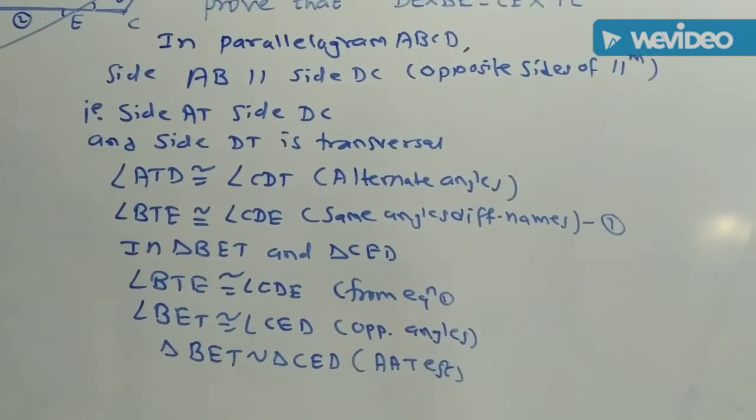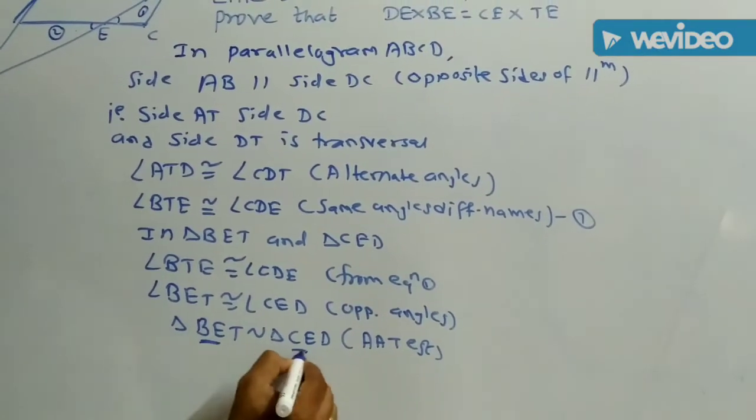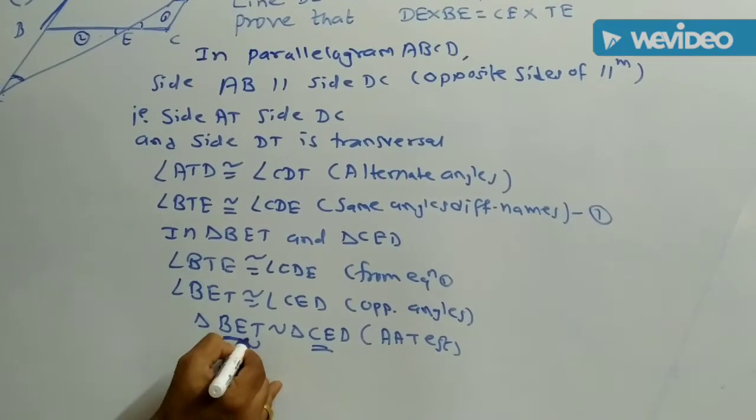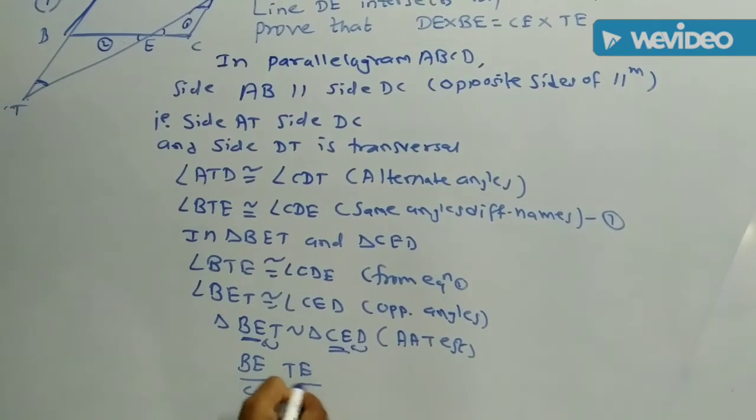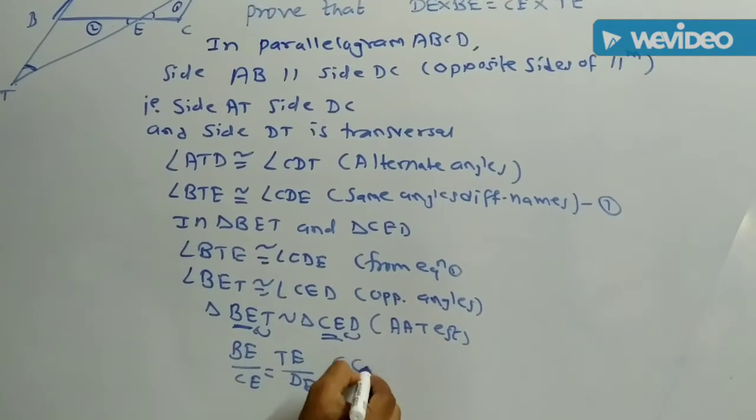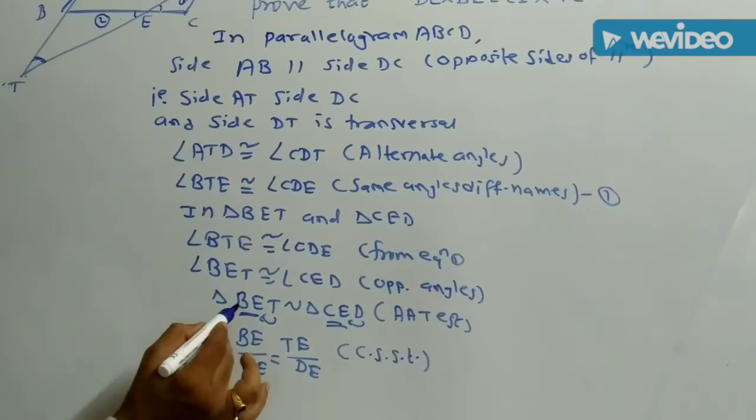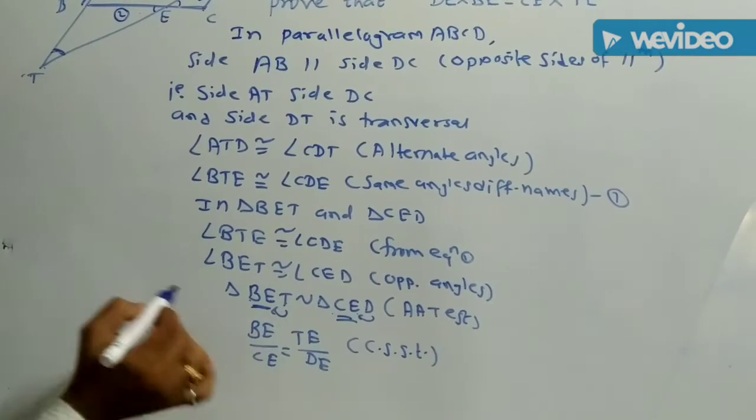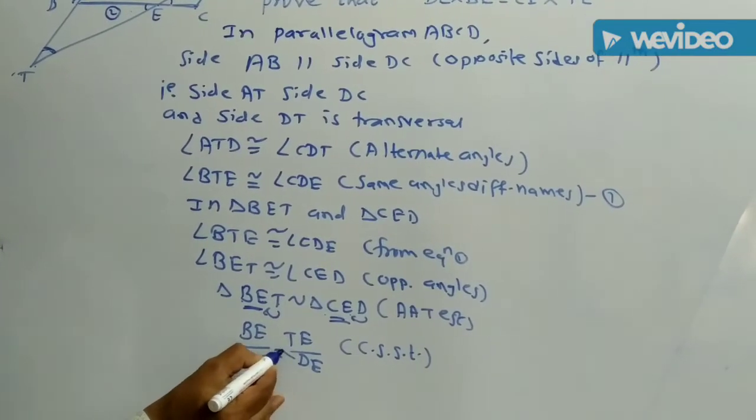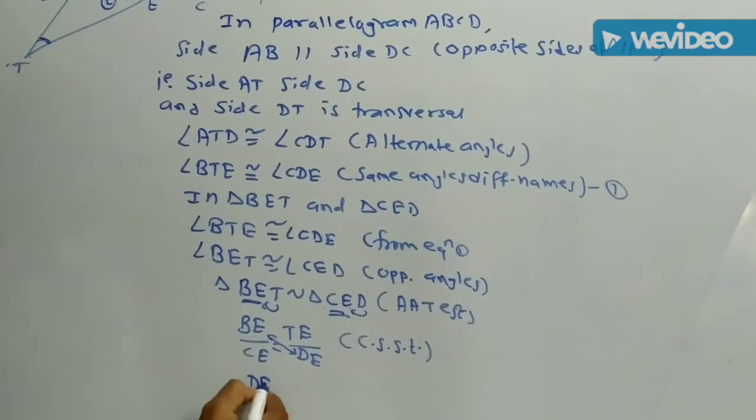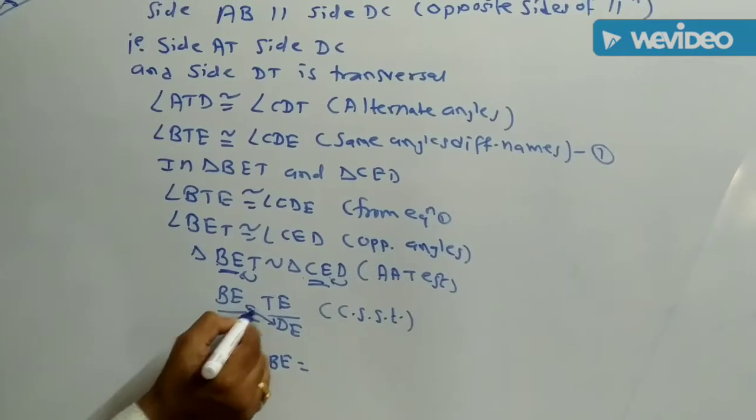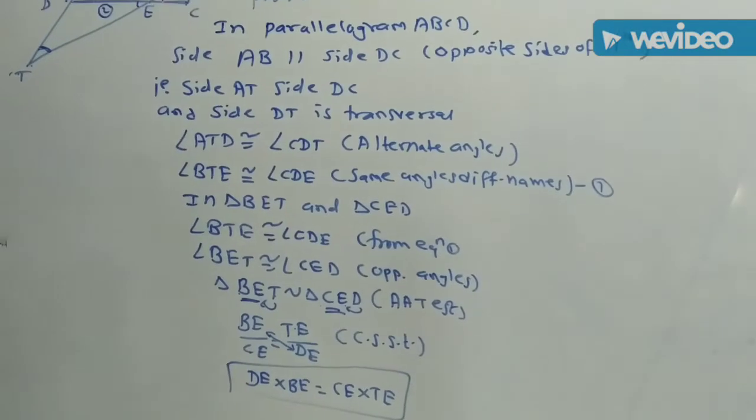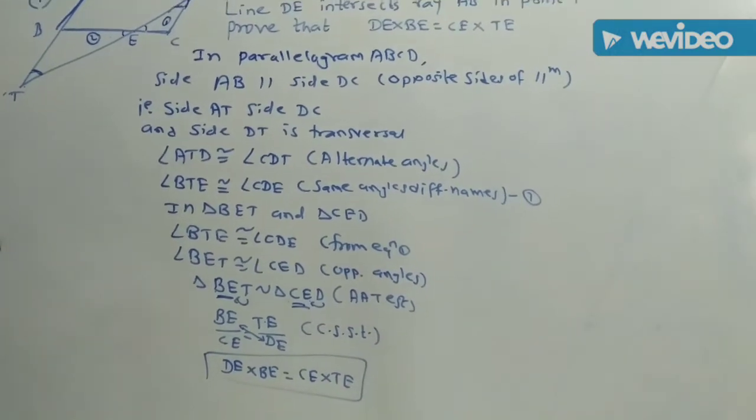Triangles are similar, therefore their corresponding sides are in proportion. Therefore we can write BE upon CE equals TE upon DE, reason corresponding sides of similar triangles. Now by taking cross multiplication we get DE into BE is equal to CE into TE, which we have to prove.